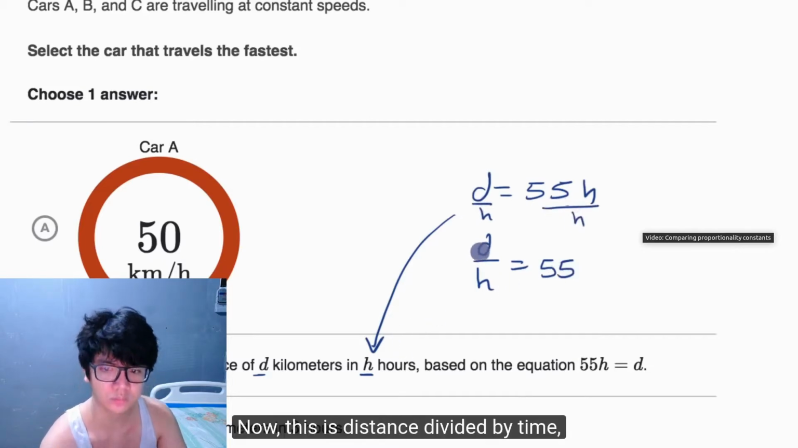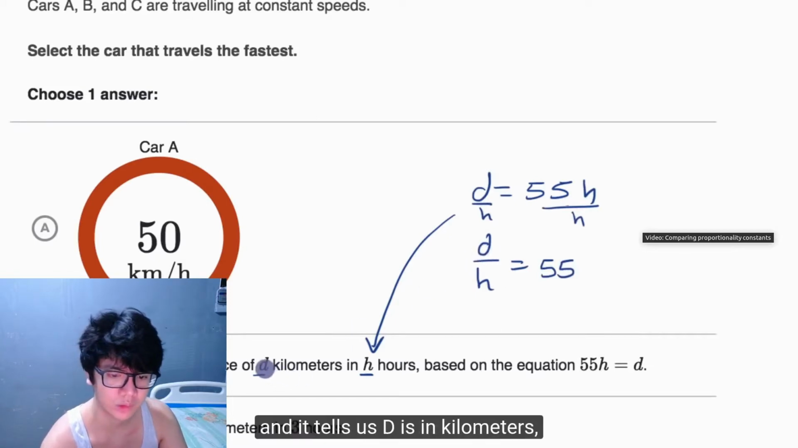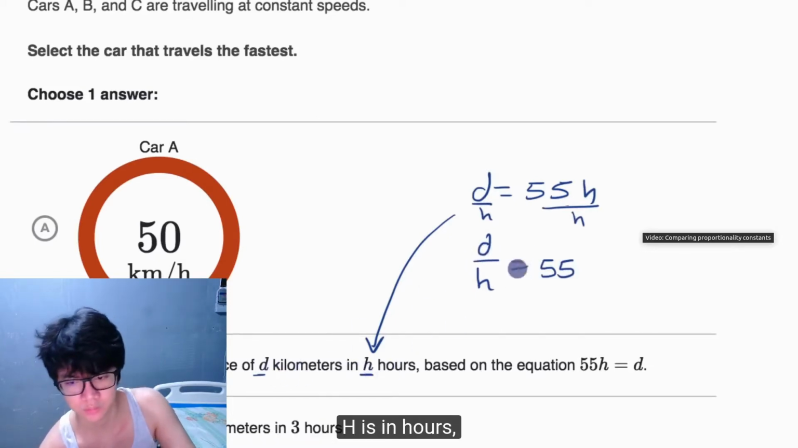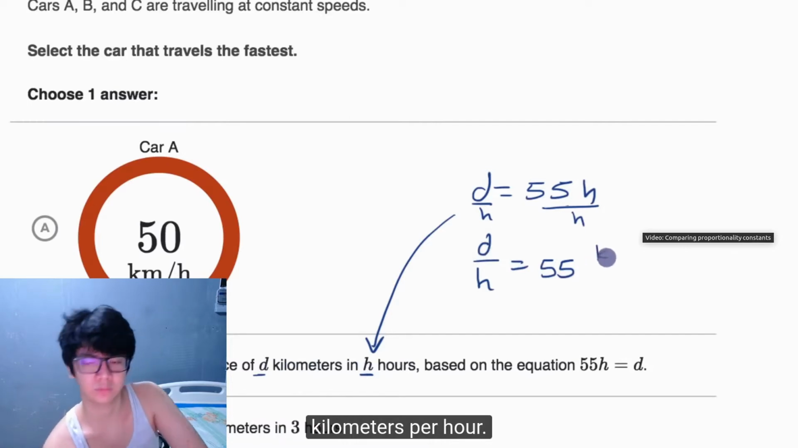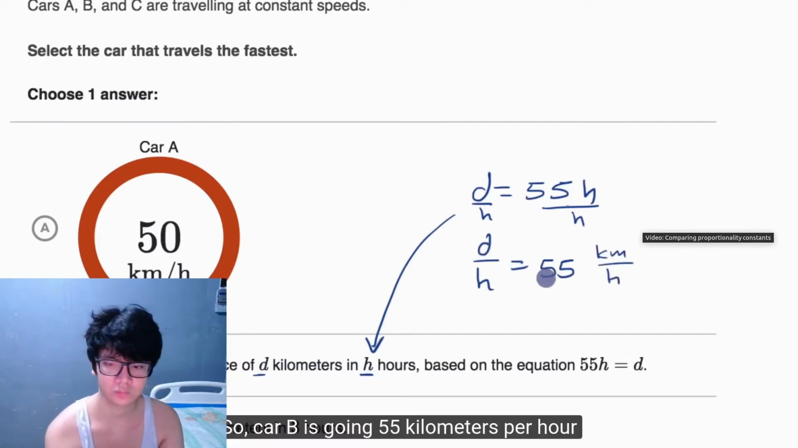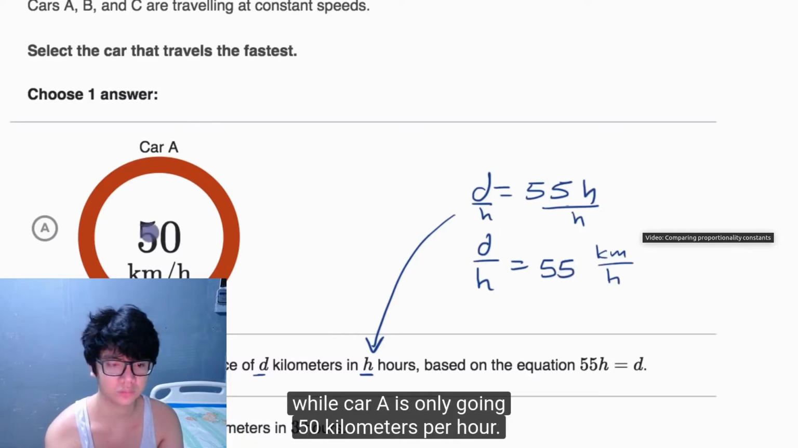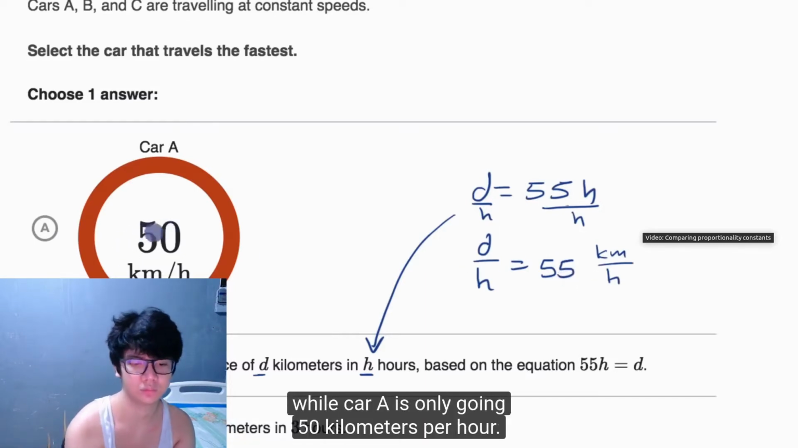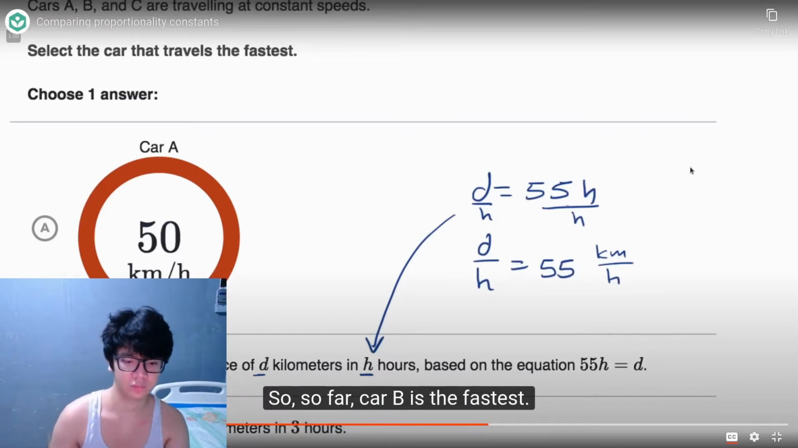Now, this is distance divided by time. So the units here, we're assuming, since they tell us d is in kilometers and h is in hours, are going to be kilometers per hour. So car B is going 55 kilometers per hour, while car A is only going 50 kilometers per hour. So far, car B is the fastest.